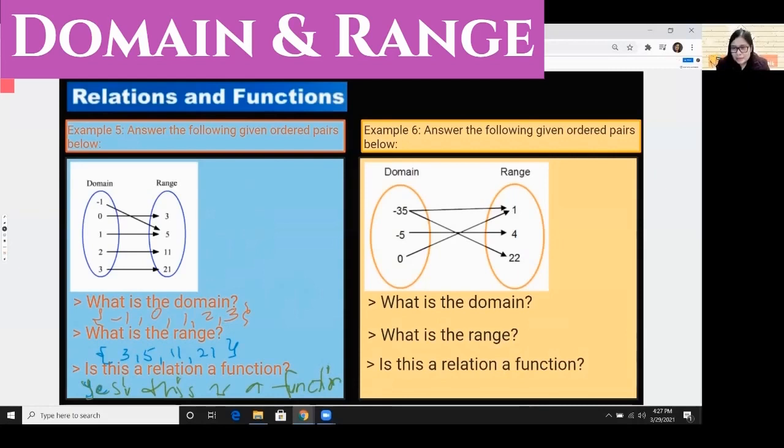Okay. Next, example number 6, answer the given. We'll need to identify the domain. The domain we have, from least to highest, is negative 35, negative 5, and 0. I will just highlight this one since we use negative 35 twice, so that we will not forget. Okay, I will just encircle it. Next, we have the range. For the range, we have 1, 4, and 22, okay? So we use negative 35 twice. Using negative 35 twice makes the given relation not a function, because we have a repetitive number on the domain, which is negative 35.